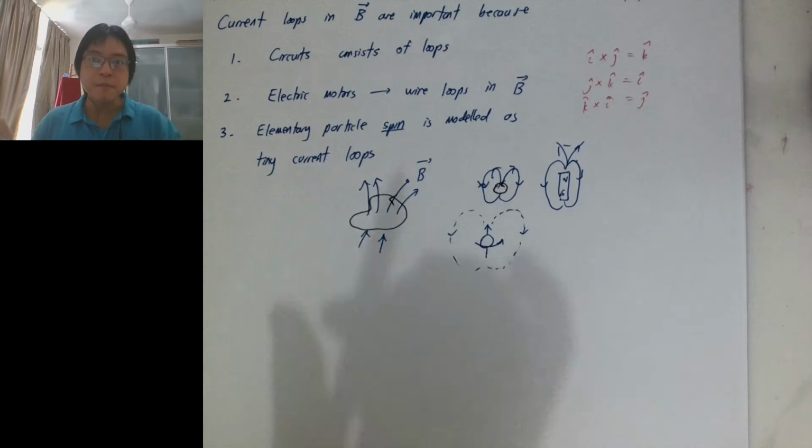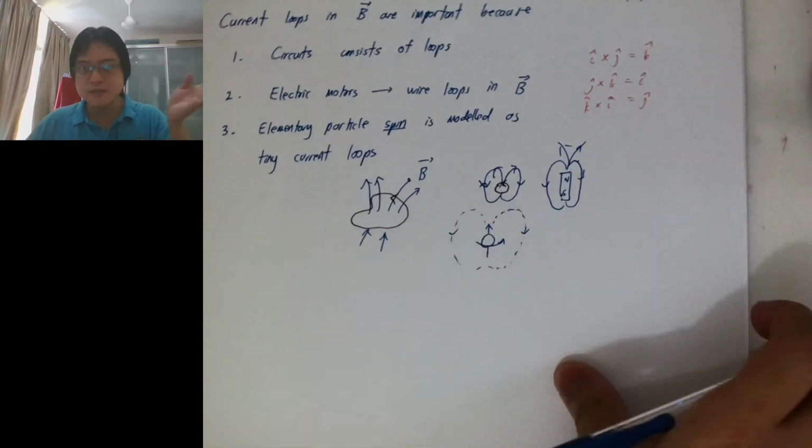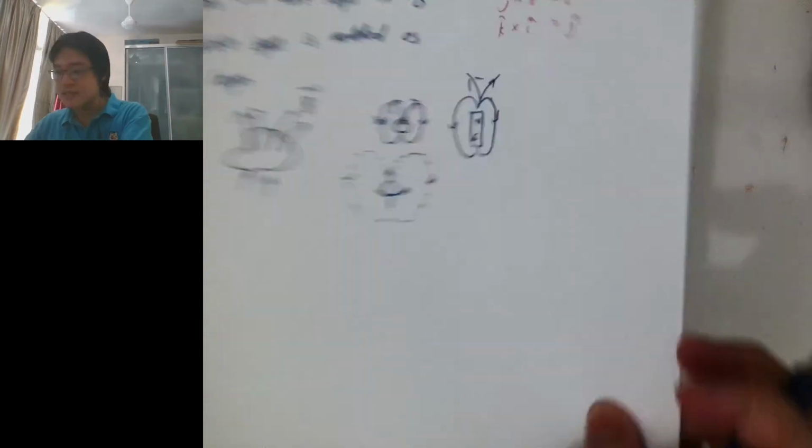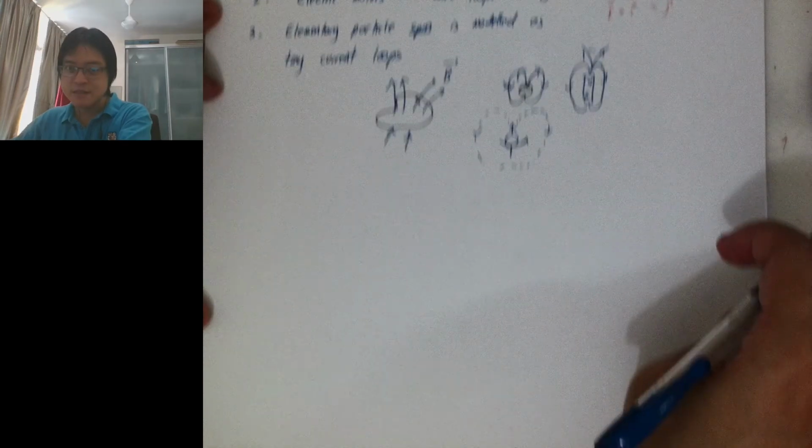So the spin of a particle is going to be very important as you go on to quantum mechanics, right? Because it is fundamental to quantum mechanics, and quantum mechanics is fundamental to every branch of physics, it's going to be important everywhere else. Okay, so the spin of a particle is going to be important later on. So that is why I'm trying to convince you that current loops are an important thing to study.